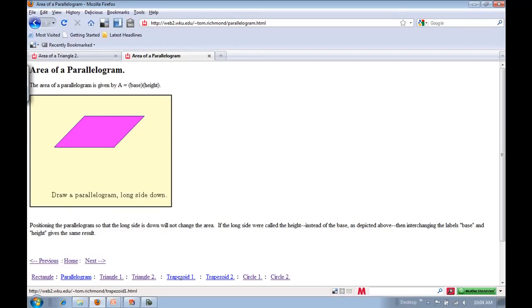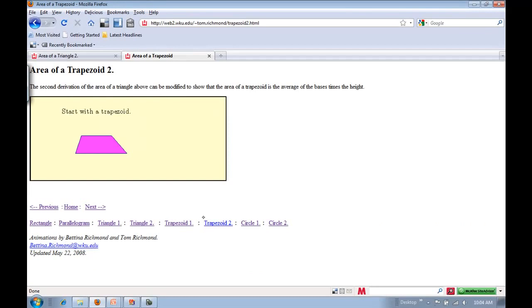Let's also take a look at the trapezoid. So we have a single trapezoid, make a copy of it, slide them together, and you can see that we have a parallelogram where one side of the parallelogram is the base 1 plus base 2 times the height, but again it's double the area that we want, so of course we have to divide by 2, which gives us one of those formulas for the area of a trapezoid.